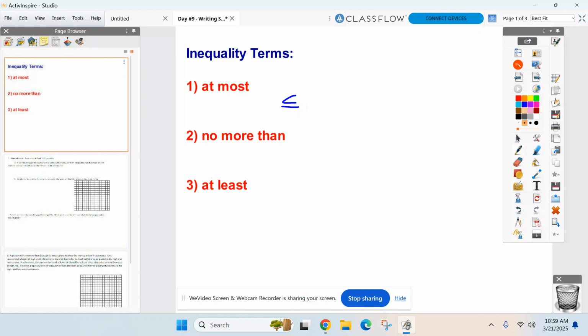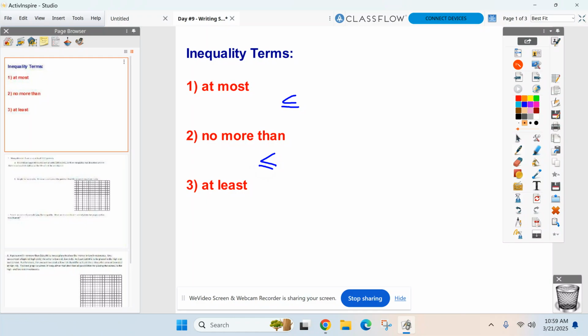How about "no more than"? You have no more than $10 in your pocket. That's less than, or it could be or equal to, because if I say no more than 10, it could be 10 or less.